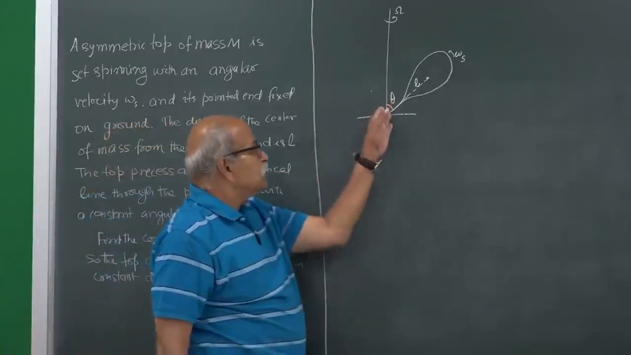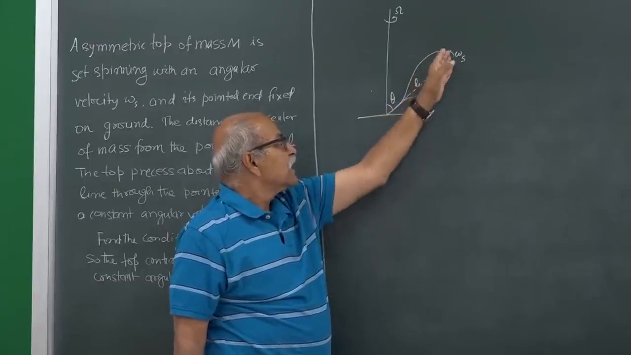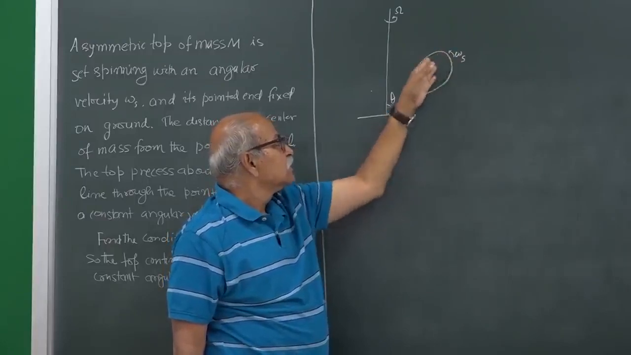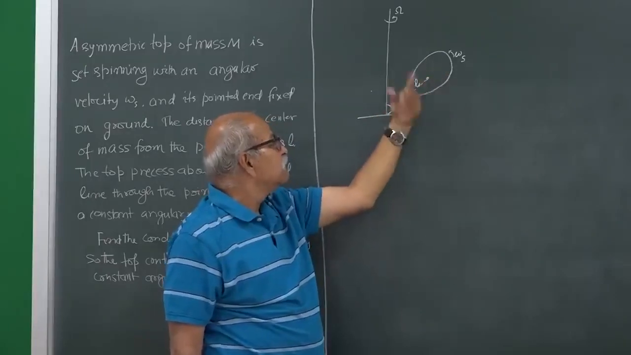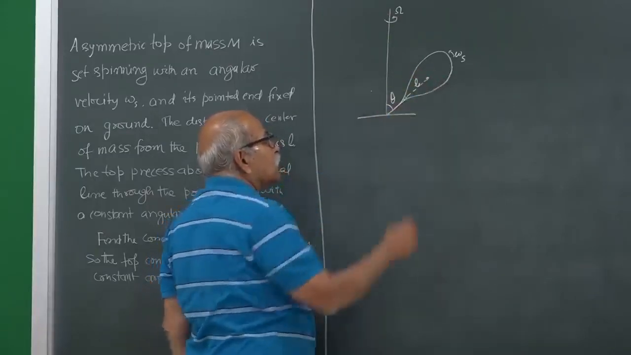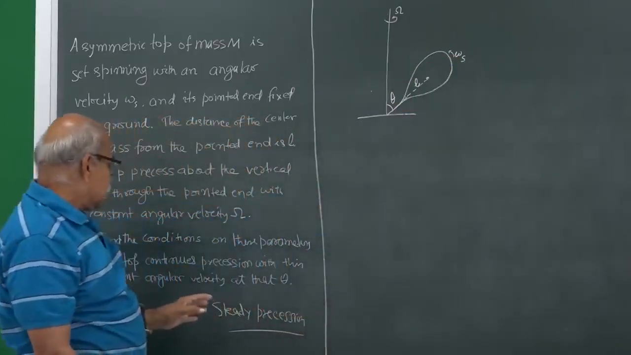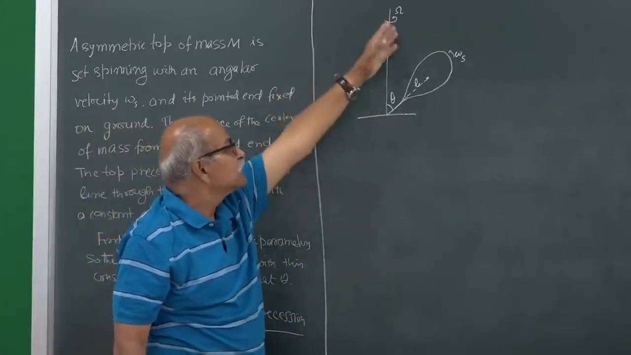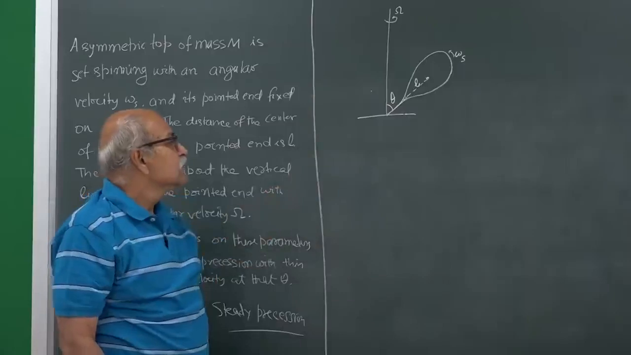So, here the situation, this is that top, symmetric top. Symmetric means you have this axis, and all directions perpendicular to the axis have the same mass distribution. So, that is the symmetric top, and then this is that pointed end on the ground. It is spinning fast, and then it is precessing about this vertical line. This whole top is going in a circular path. You have to find the conditions on this mass, theta, capital omega, small omega and other things, so that it continues precession with a constant angular velocity.